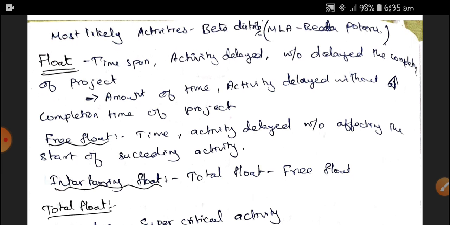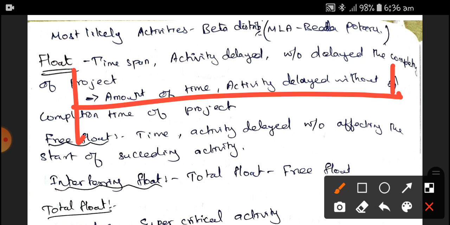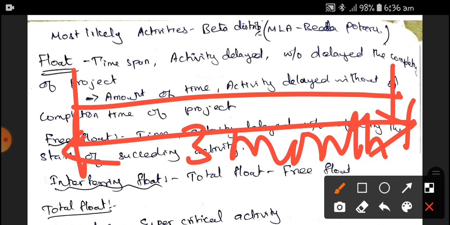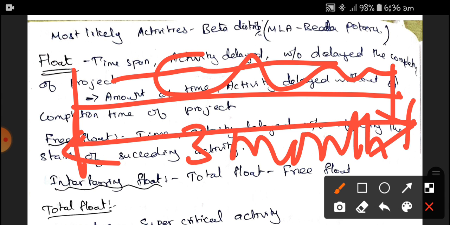So what is meant by float? It is a time span. Float means a time span where, if there is an activity delay, we can say float comes into the picture, without delaying the completion of the project. Here is another point: the amount of time an activity can be delayed without increasing the completion time of a project is called float. If I want to complete a project and the time span is 3 months, then without crossing this 3 month period, if any activity is delayed here and there, it can be managed within the 3 month period. That is called a float.